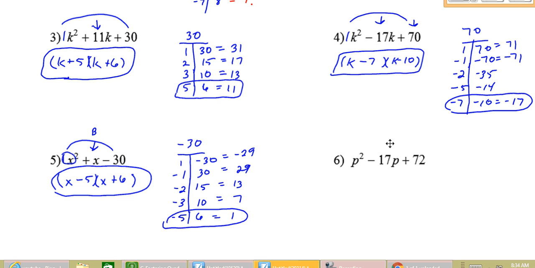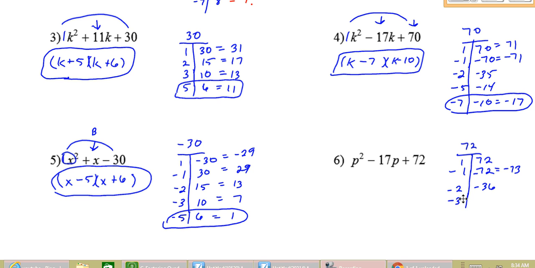One more here. I've got p squared minus 17p plus 72. Again, I'm going to put a +72 up here, and I'm going to do 1 and 72, and I have -1 and -72. And so in a sense, I can just focus on my two negatives because I need it to multiply to a positive but add to a negative. So that would be -73, and then I have a -2 and -36, and I have -3.